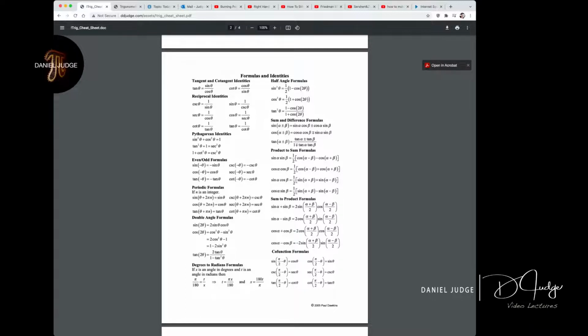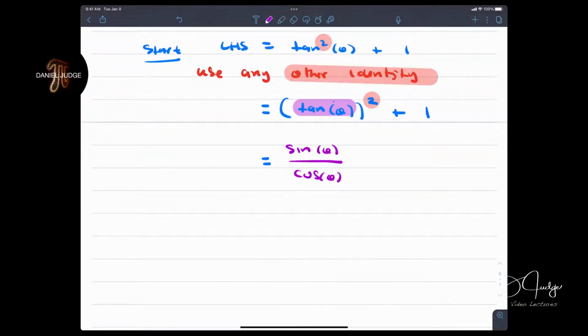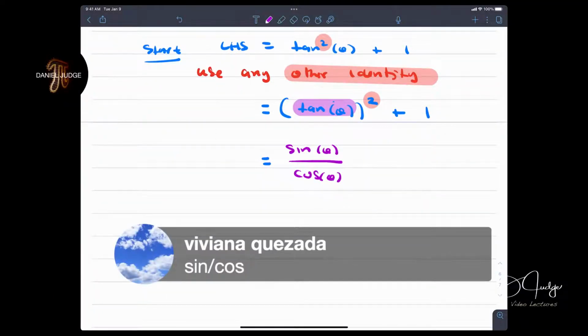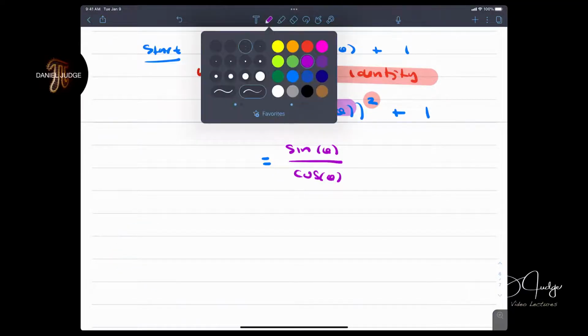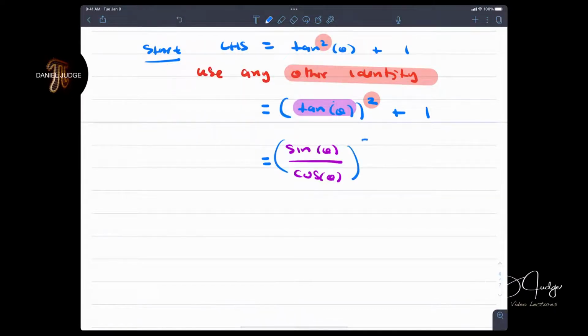Outstanding, Viviana. This is what I'm saying. You can replace tangent theta with sine theta over cosine theta. Yes. Thank you so much. Thank you, Eric. Outstanding. Good job. Good for you guys. And that'll now be to the second power. So I did that replacement substitution. That's really going to be a key thing with working with these identities, is substituting.